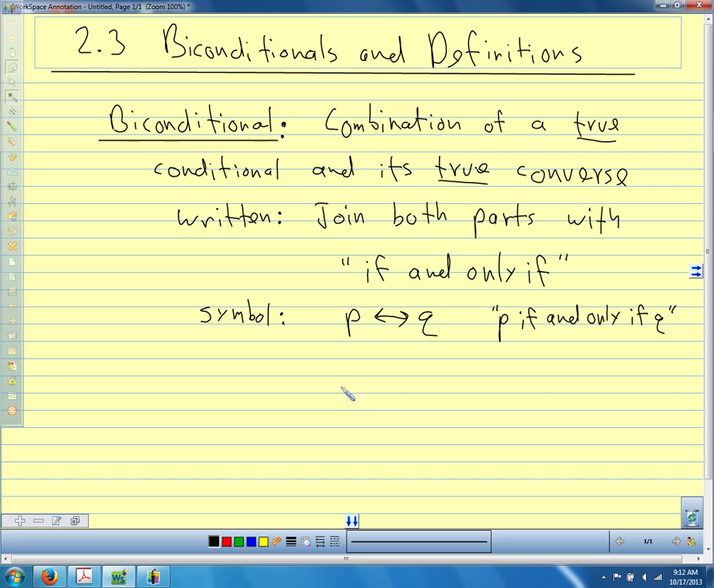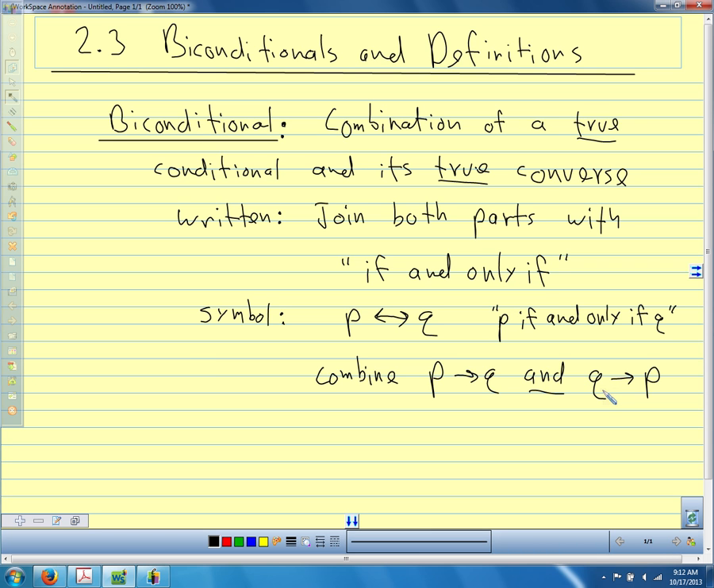We make this by a combination of P implies Q, or if P then Q, and Q implies P. So biconditional means that both of these conditional statements are true: if P then Q, and if Q then P. We can take both parts and turn them around and get something that makes sense.